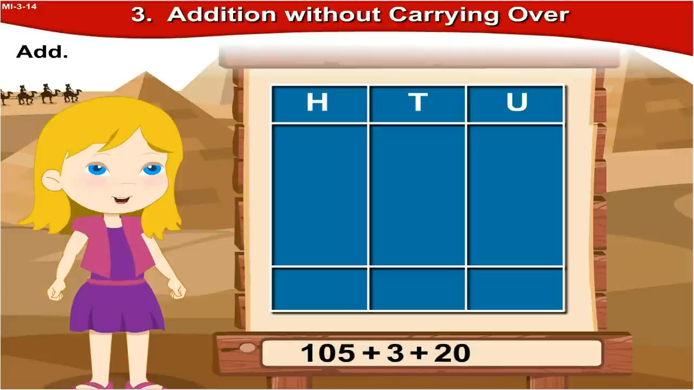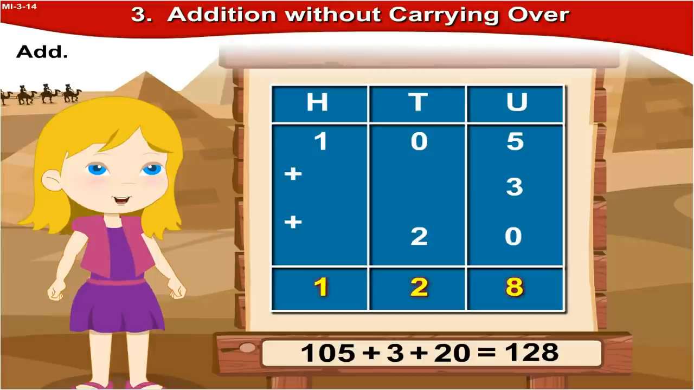Now, the next sum. 105 plus 3 plus 20. First, we'll arrange them in vertical order and we'll write HTU. Now, 105 is 1 hundred, 0 tens, 5 units, plus 3, that is 3 units, plus 20, that is 2 tens, 0 units. Now, in the units column, 5 units plus 3 units is 8 units, plus 0 units would be 8 units. In the tens column, 0 tens plus 2 tens is 2 tens. In the hundreds column, we have 100, so we'll write 1, which means the answer is 1 hundred, 2 tens, 8 units.